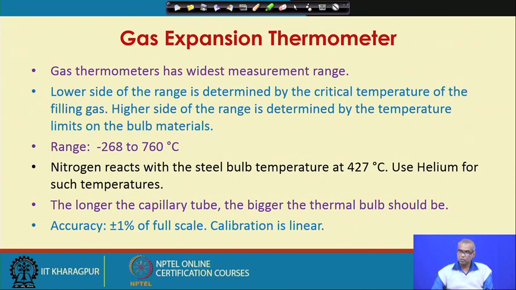So, use helium for temperatures of 427 degrees Celsius or higher. The longer the capillary tube, the bigger the thermal bulb should be. Accuracy is about plus minus 1% of full scale. Calibration is linear.